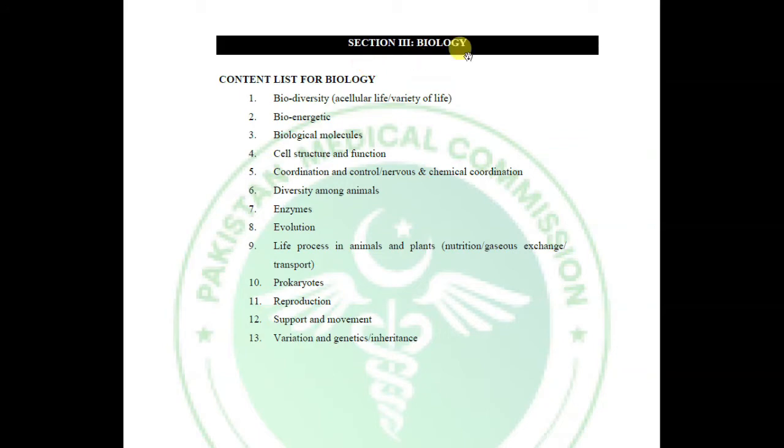Now come to section number 3, that is for biology. Here you can see the content for biology. This is combined for intermediate first year. There are 13 chapters for biology.